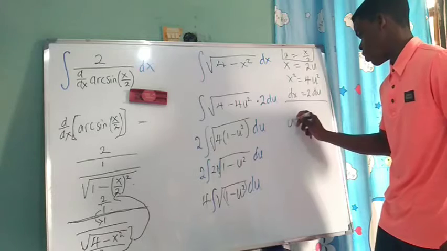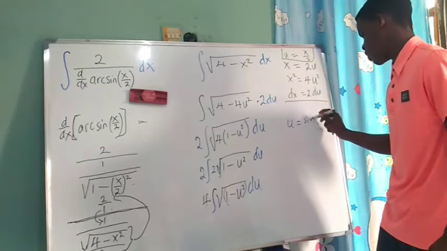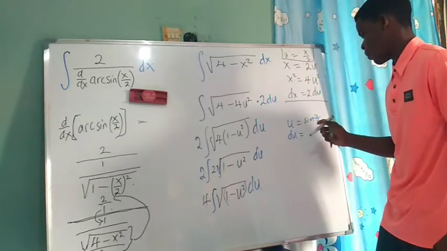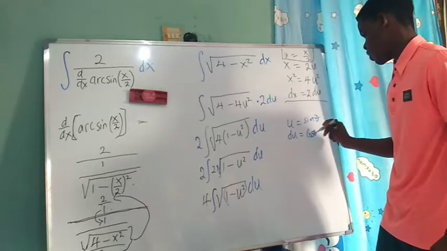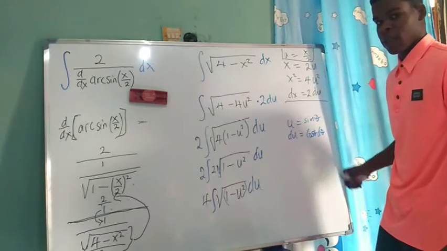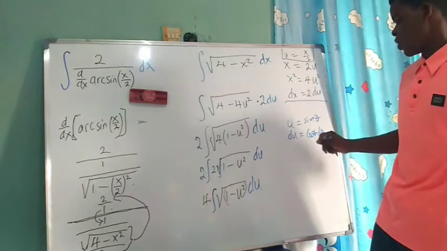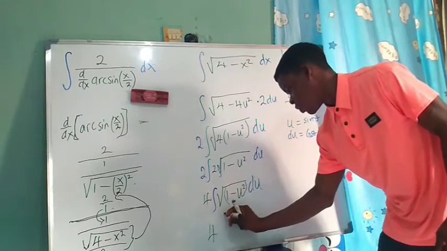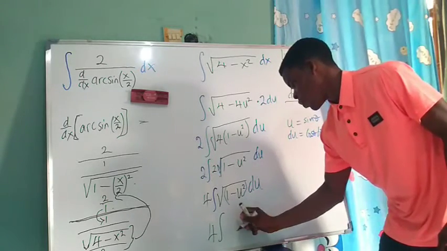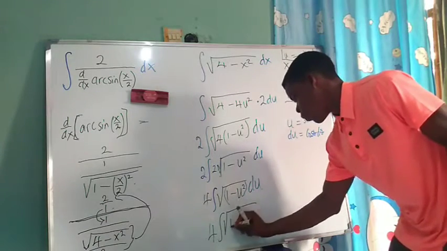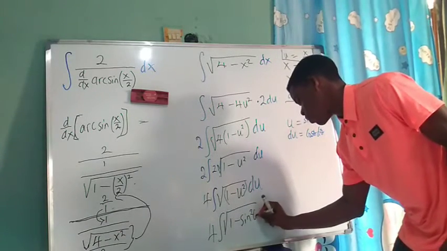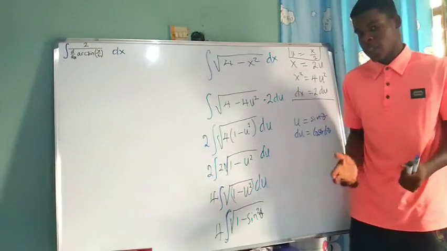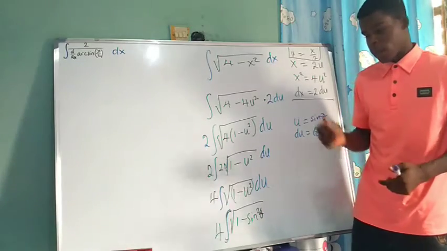Let's say that our u is equal to sine theta. Then du will become cosine theta d theta. Great. Now if you plug that in, we will have 4 times the integral of the square root of 1 minus sine squared theta. Here 1 minus sine squared theta gives us cosine squared theta, which is actually a perfect square. That will be very nice.